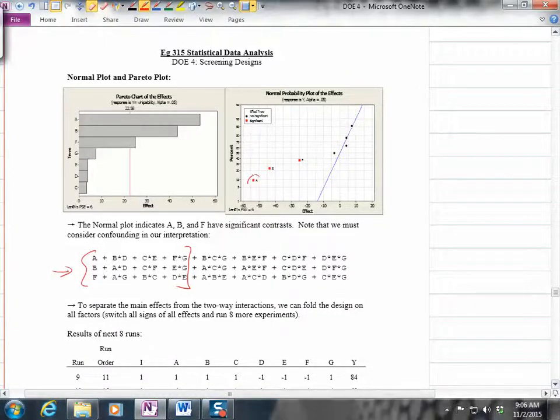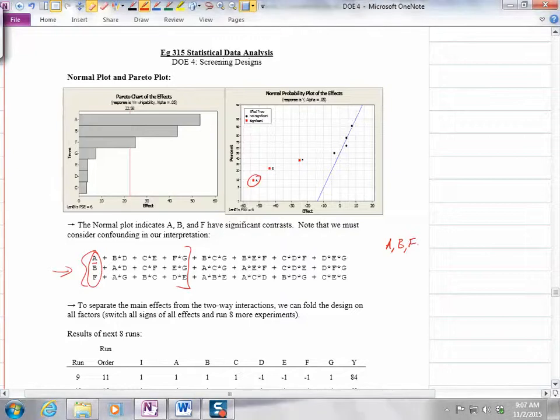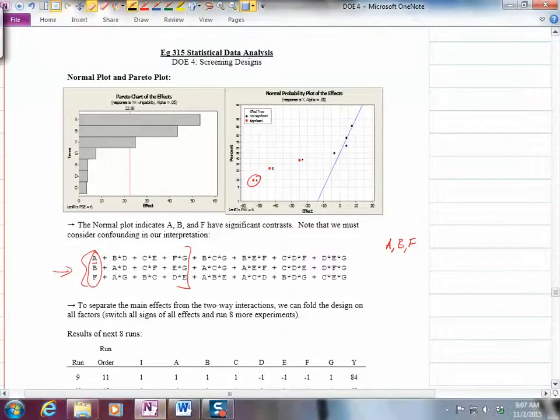Is this the main effect of A? Is it these 2-way interactions? We have these guiding principles that would say our first interpretation would be A, B, and F, right? The main effects of those guys. That would be what our interpretive guidelines would tell us. But it's not saying that it's always going to be true. The factor for B could be this AD interaction. We don't really know. Does that make sense?